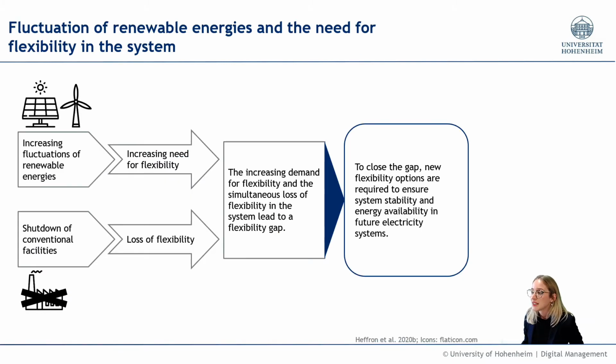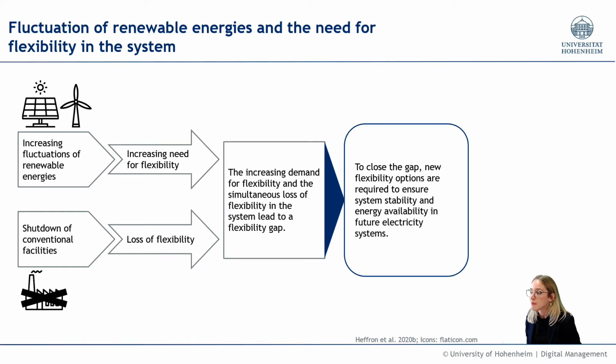Due to increasing fluctuations of renewable energies, the need for flexibility is also increasing. However, conventional plants which previously absorbed fluctuations and thus reduced volatility are to be shut down, which is why the lack of flexibility ultimately creates a gap in the system. To close the gap, new flexibility options are needed to ensure system stability and energy availability in future electricity systems.